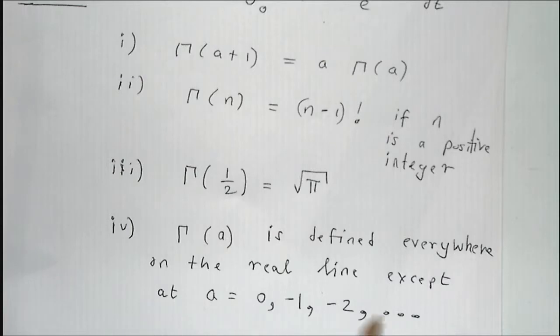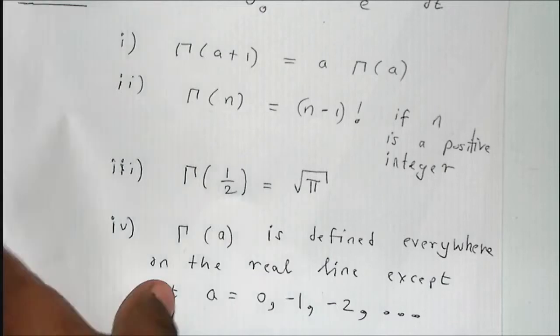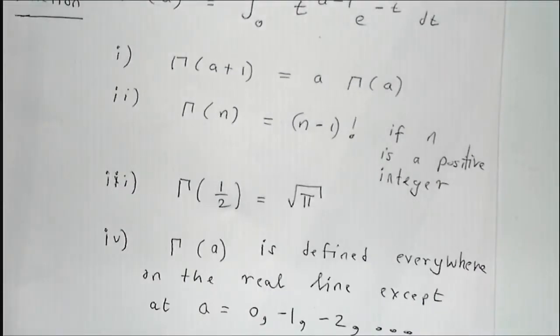So at the points 0, -1, -2, etc., the gamma function does not exist. In other words, gamma at 0 is infinity, and gamma at -1 is infinity, and so on, right? Okay. So these are some properties of the gamma function.